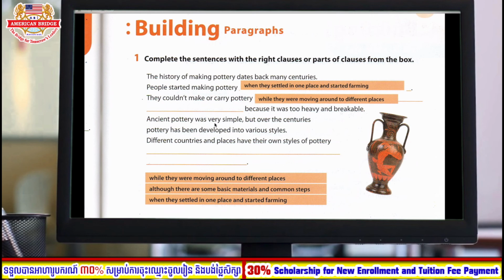Ancient pottery was very simple, but over the centuries, pottery has been developed into various styles. Different countries and places have their own style of pottery, although there are some basic materials and common steps. Okay, so this is the correct answer.